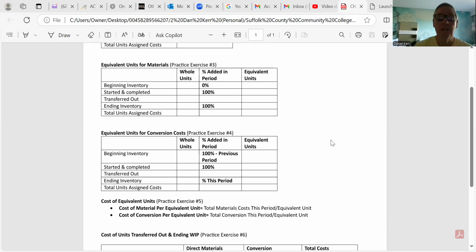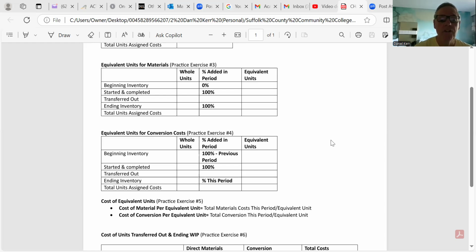That would give you the equivalent units for the beginning inventory. Started and completed, two words, started and completed. So you can assume that the equivalent units there would be 100%. So take the whole units of started and completed multiplied by 100%.